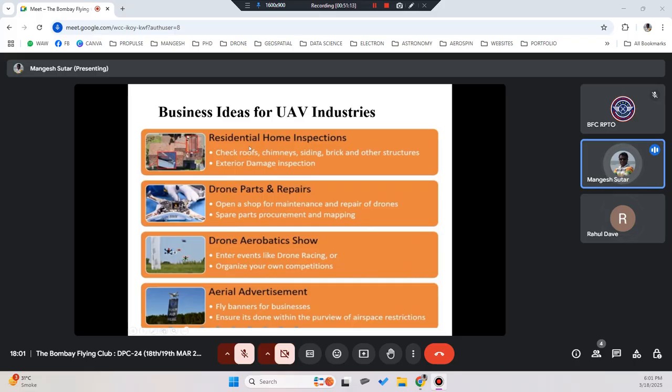Then, as we see, a lot of adoption is happening with drones. In India, you will not see many DJI repair shops, but this is also one of the futures where technicians would be required, as more and more drones become available. So open a shop for maintenance or repair of drones, spare parts, procurement, and mapping. Again, a new segment has come: drone aerobatic shows, events like drone racing, or organize your own competition.